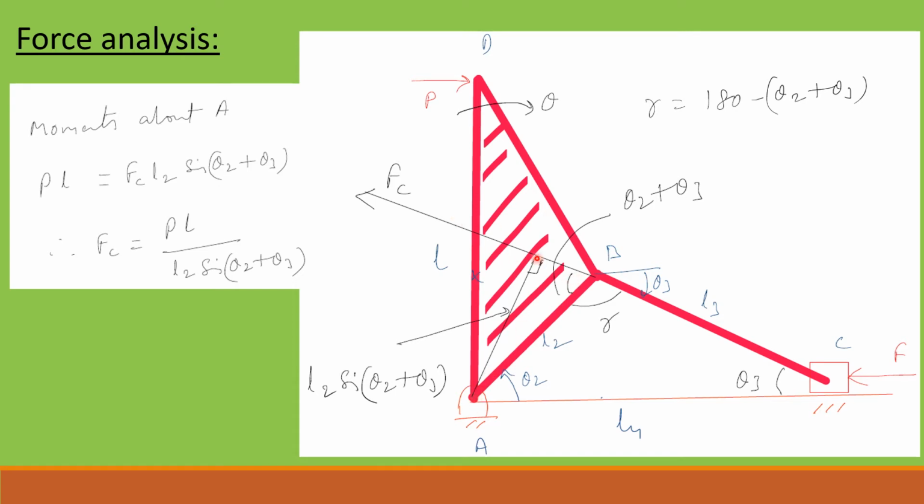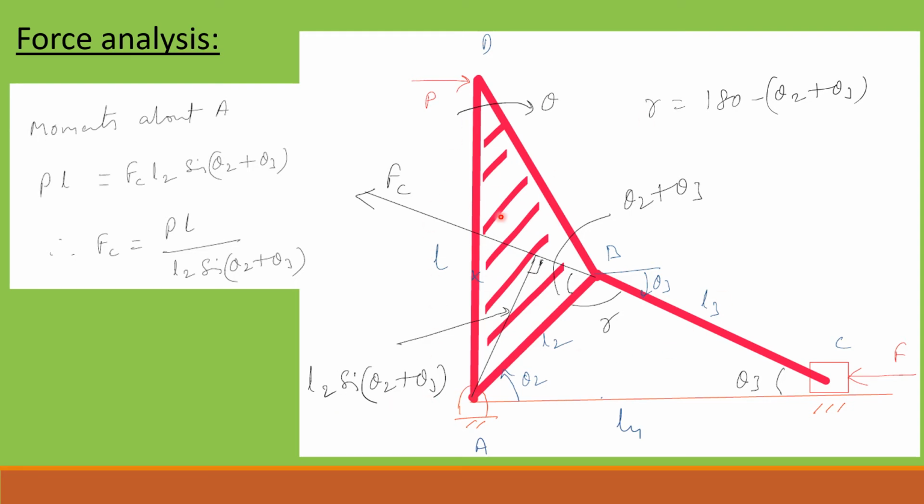So this Fc into this length L2 sine(theta 2 plus theta 3) is the opposing torque for P into L. In this mechanism, this angle is theta 3 and this angle is theta 2. So this angle gamma can be written as gamma equal to 180 minus (theta 2 plus theta 3). So if it is gamma, then this angle will become theta 2 plus theta 3, so that this length will be L2 sine(theta 2 plus theta 3).